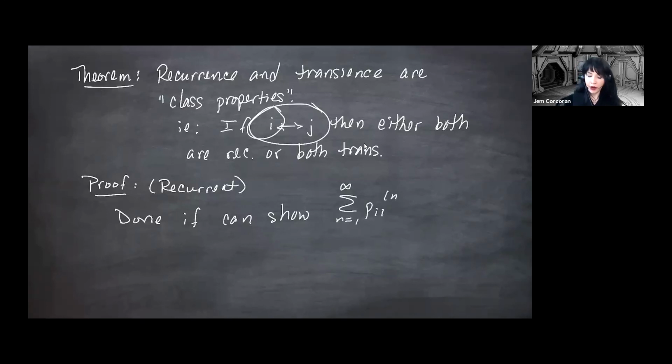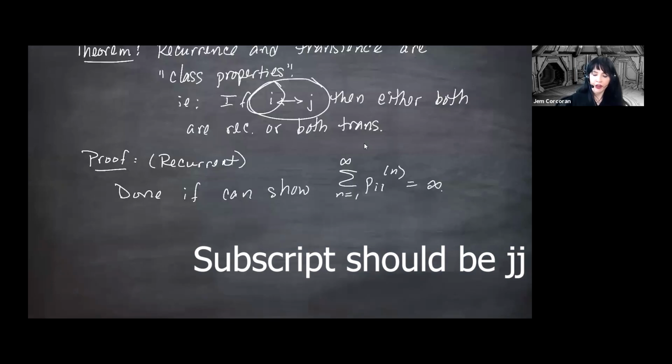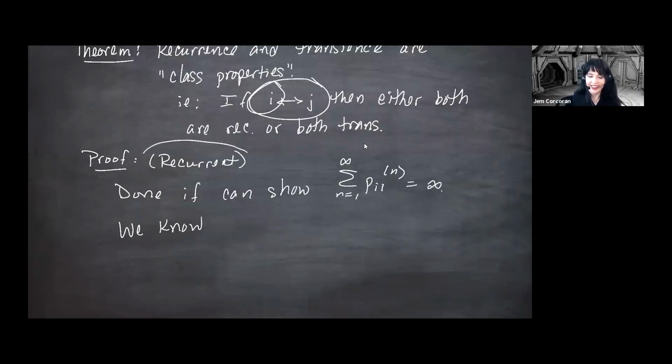And what do we know? So we're starting with the recurrent case. I probably should have said, let i be a recurrent state. So I'm saying it now, but not writing it. So I know that the sum as n goes from 1 to infinity of p_ii^(n) is infinite. Now I feel really guilty.